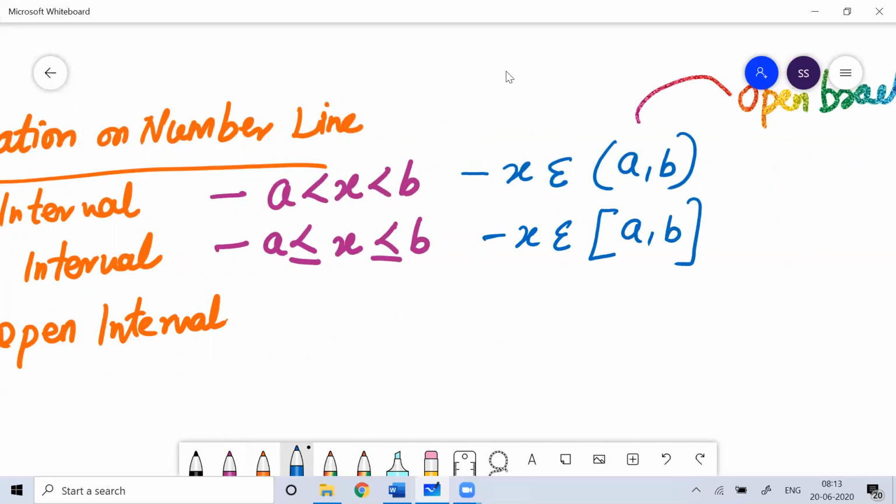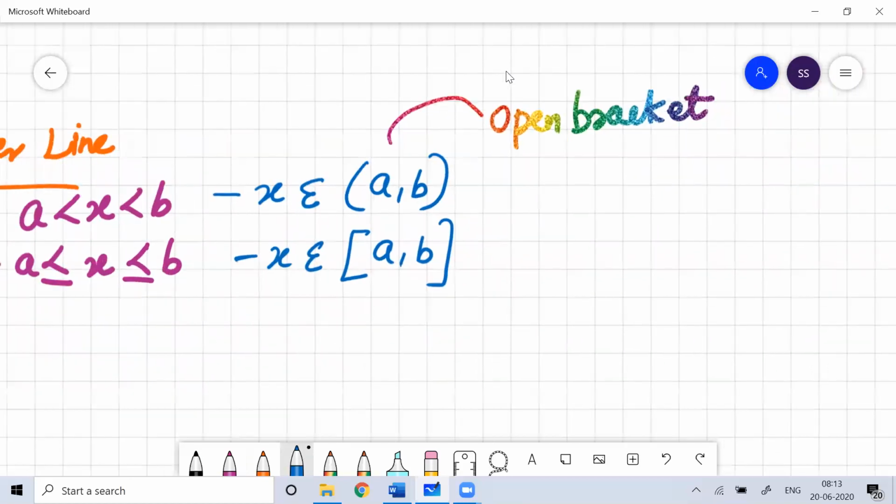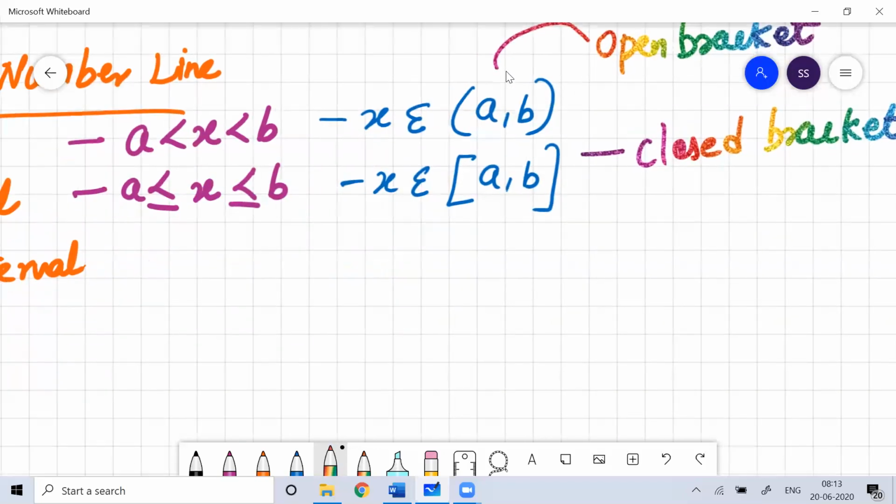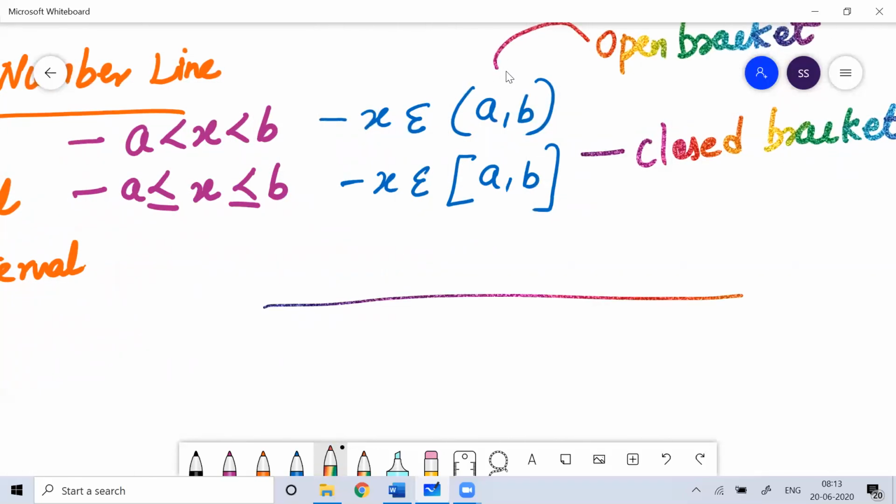So here when I'm considering the value along with a, the value of x is from a to b, and there I'm including the value of b also. So this we basically represent with a closed bracket, or sorry, I should use the word square bracket. So I can use that word also. Normally, suppose this is A and this is B.